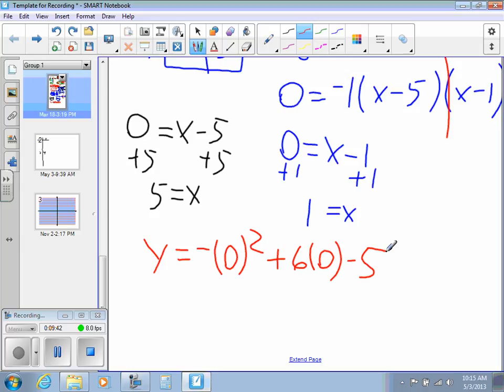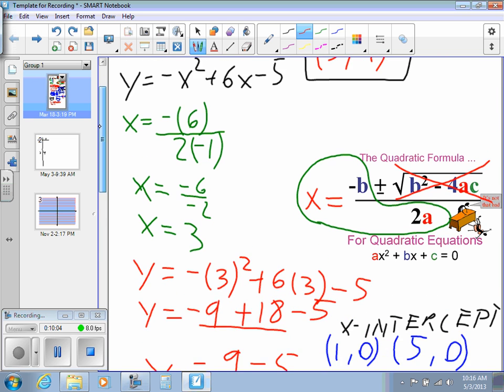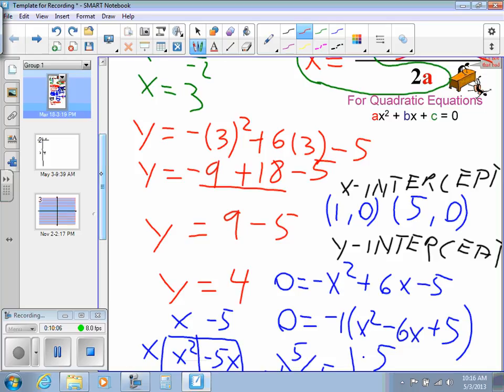So now we need to solve. Well, we've got y equals 0 squared is 0, -0 is still 0, we can leave that out. 6 times 0 is also 0, we can leave that out, so we've got y equals -5. So for my y-intercept, I now have 0, comma, negative 5. Okay. So let's put those on our T-chart.